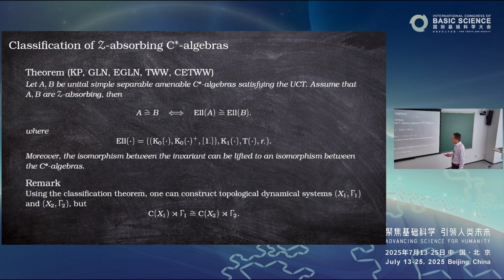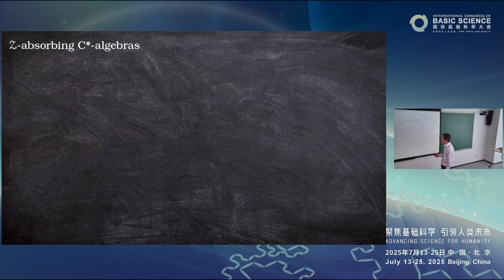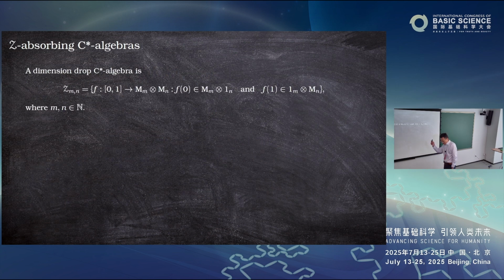Now, let's forget about the complete recovery of the dynamical system. Now let's look at this condition. For the classification theorem to work out, we really need this C-star algebra regularity condition. This is called Z-absorbing or Z-absorption condition. So what is that? This condition actually is a very C-star algebra regularity condition. Let's see what it is.